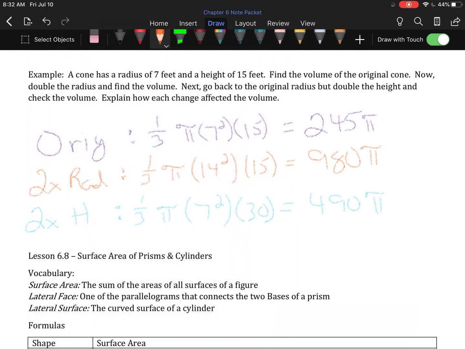So, what happened to the volume? When I doubled the radius, if I do 980 divided by 245, we find out that it quadrupled. Same reason as last lesson, it's the radius. Because we're squaring it, any change to it is also squared. The height, just like last time, doubled the volume. If you double the height of a cylinder or a cone, you only double its volume.